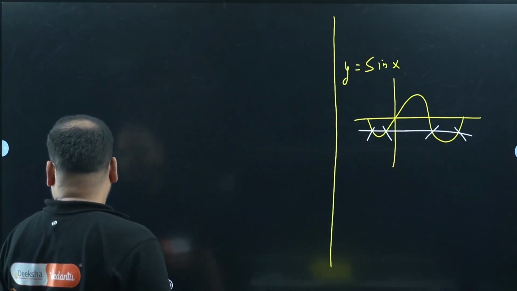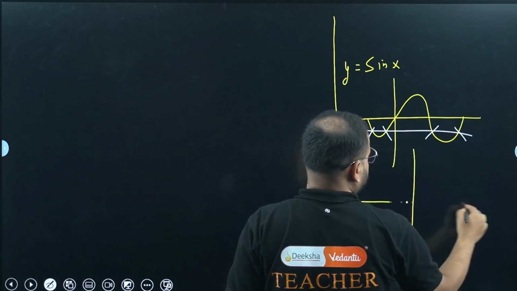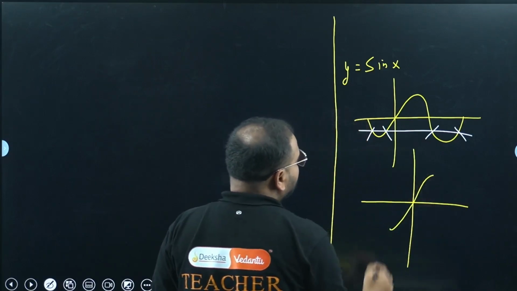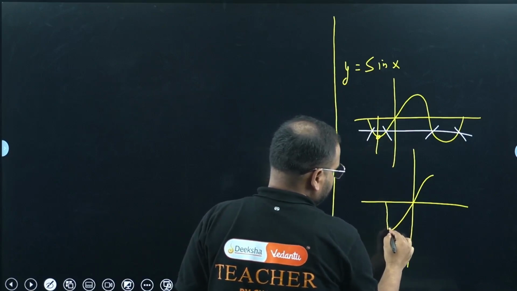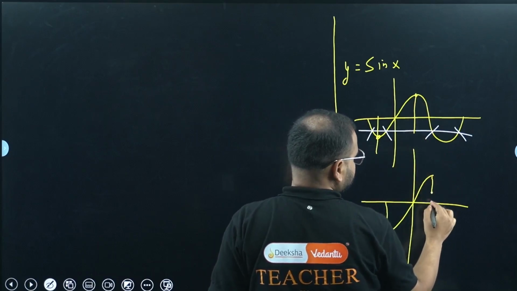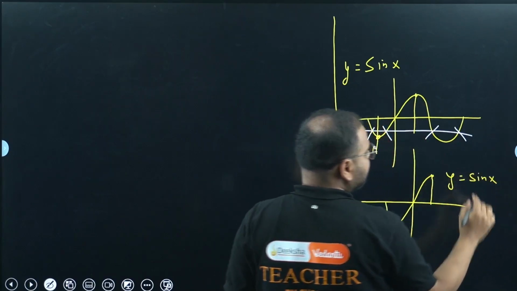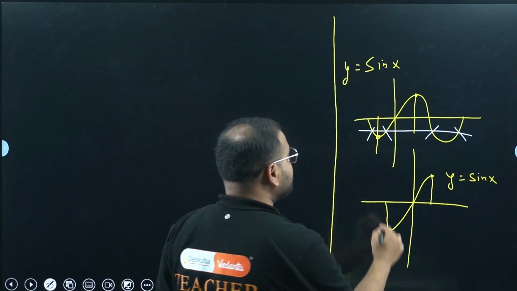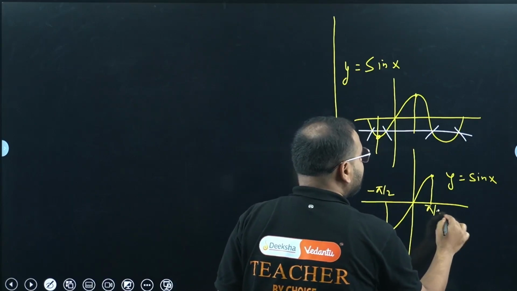What if I transform this? What if I redraw it like this? At this point the graph is here, and at this point the graph is here. Same graph, no? y equals sine x, but in a restricted domain. This point is called minus 90 or minus pi by 2. This is plus 90 or plus pi by 2.